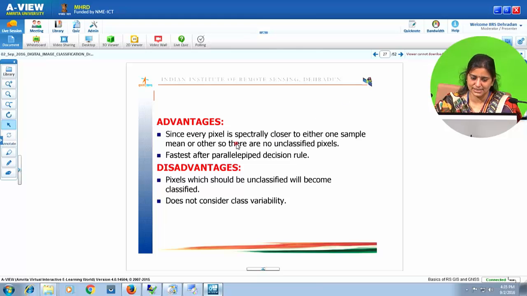The advantage is that since every pixel is spectrally close to either one sample mean or another, there are no unclassified pixels. It is fastest after the parallelepiped decision rule. The disadvantage is that because any one of the distances would be minimum, pixels which should not be classified also become classified. Also, another disadvantage is that it does not take class variability into account.